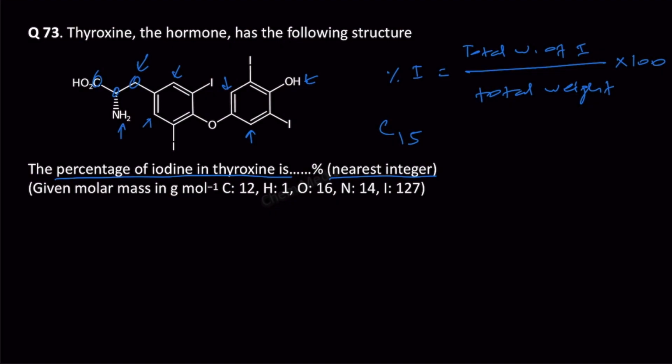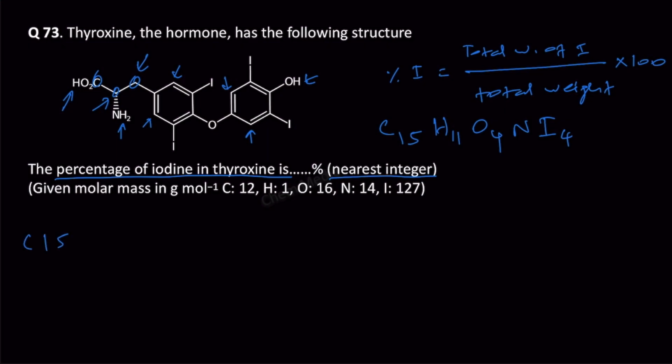There is one more hydrogen atom here, 10. There is one hydrogen atom here. So 11. We have 11 hydrogen atoms. We have 4 oxygen atoms. We have 1 nitrogen atom and we have 4 iodine atoms. So that is the molecular formula. Let's figure out the molar mass.